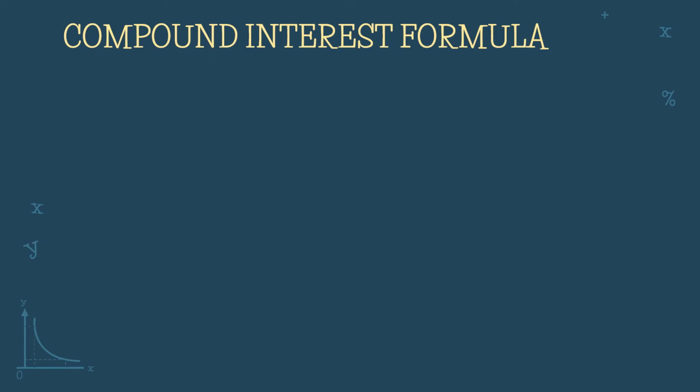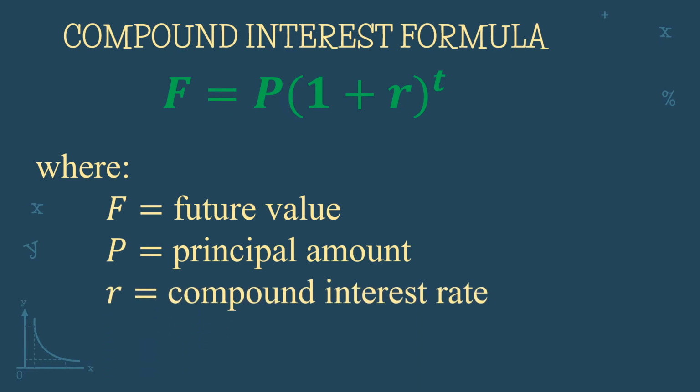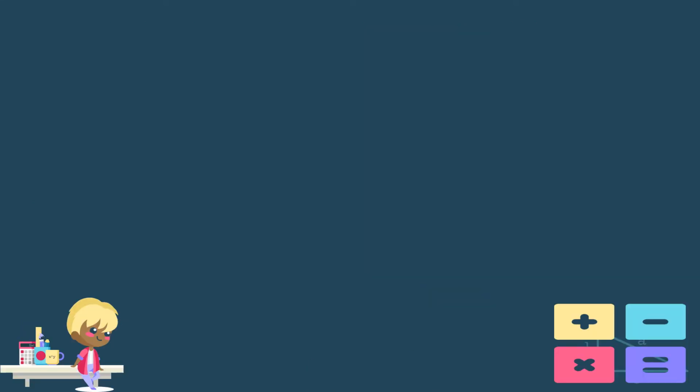So the compound interest formula: future value is equal to P quantity 1 plus R raised to T. So this is our formula. Take note of the formula. Where F is the future value, P is the principal amount, R is the compound interest rate, and T is the time or time in years.